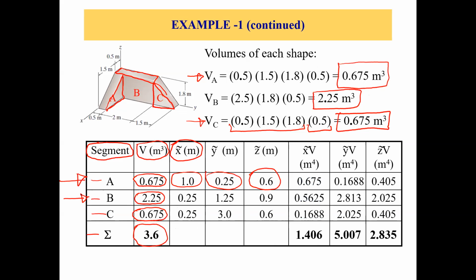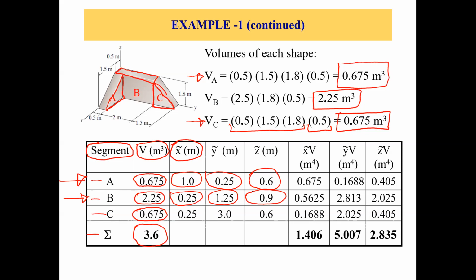Again, we are taking everything from the origin. What is the X coordinate of part B? It would be 0.25 meters; you can just visualize it from the given diagram. Then what is Y bar of part B? It would be right in the center of part B, which is 1.25 meters. And what is Z bar? Z bar is also in the center, so 1.8 divided by 2 gives 0.9 meters. Now we are done with part B.